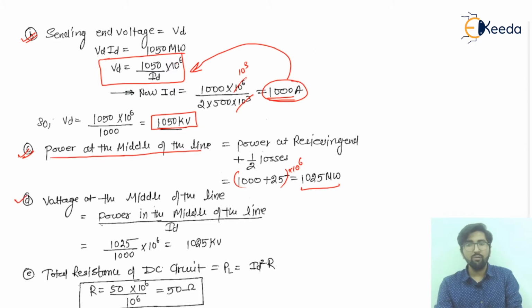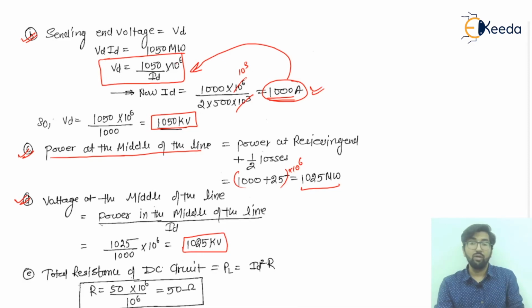Now I will move to point number D. It is saying the voltage at the middle of the line. What is going to be the voltage at the middle of the line? Whatever is the power at the middle of the line divided by ID, that is the current. You have already calculated that ID is equal to 1000 ampere. Then just put the value 1025, and after simplification you are going to get 1025 kilovolt.